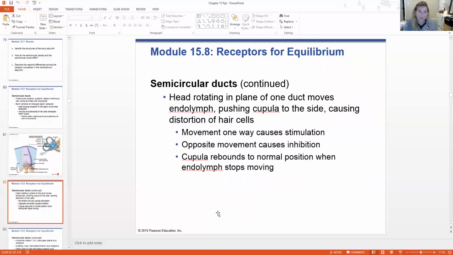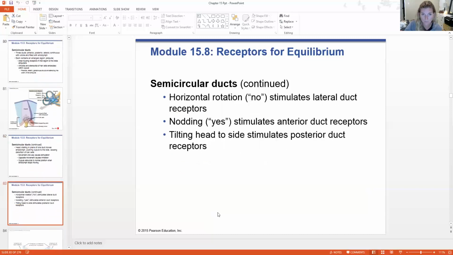So let's talk about these semicircular ducts in more specifics. When our head's rotating in a plane, one duct moves the endolymph, it pushes the cupula to the side, causing those hair cells to be distorted. Movement one way causes stimulation, the opposite movement is going to cause inhibition. So the cupula rebounds to normal position when the endolymph stops moving. This is how movement is detected.